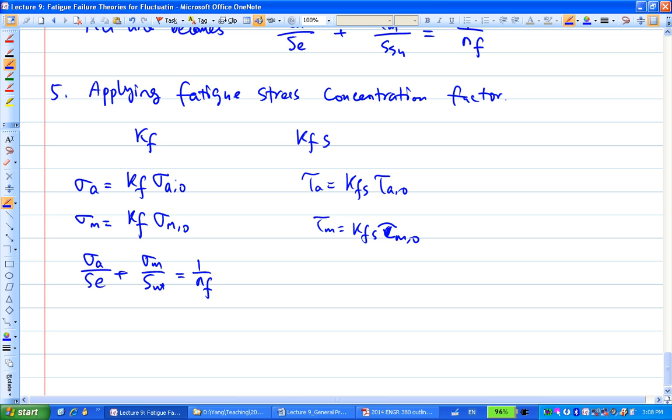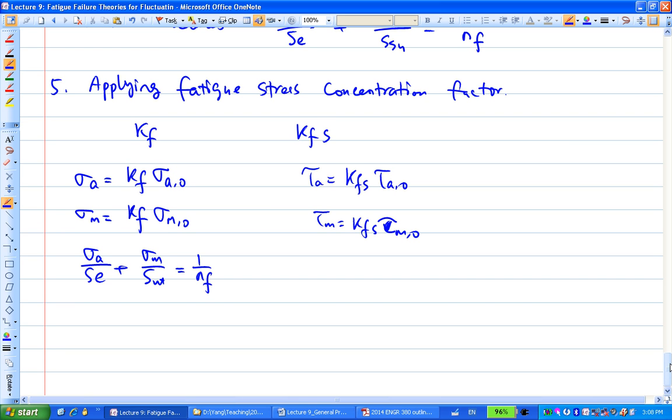Because sigma m, of course, is associated with the steady component, and sigma a is associated with the oscillating, cyclic, alternating component, right? So this is what we apply here. Okay, a lot of small knowledge points here.